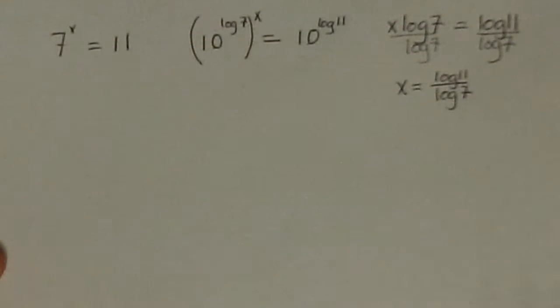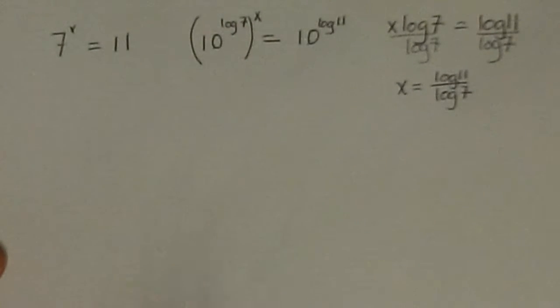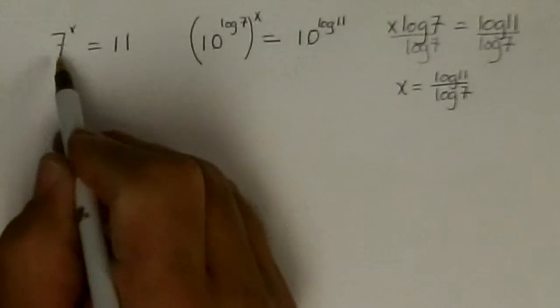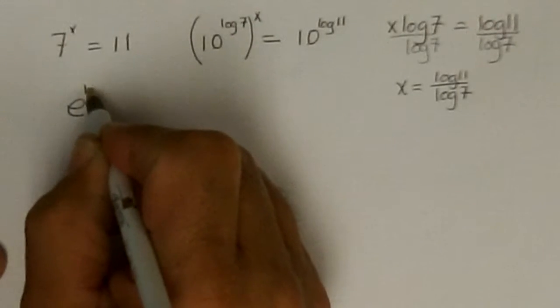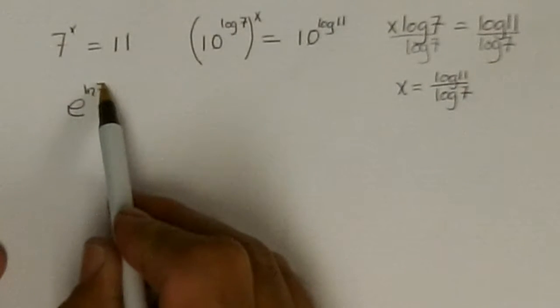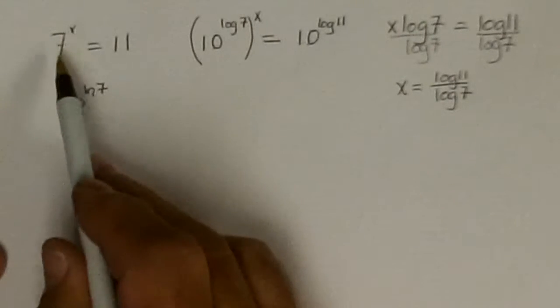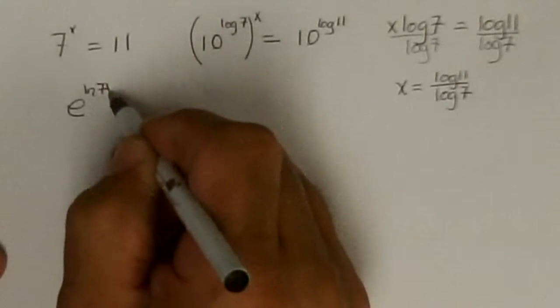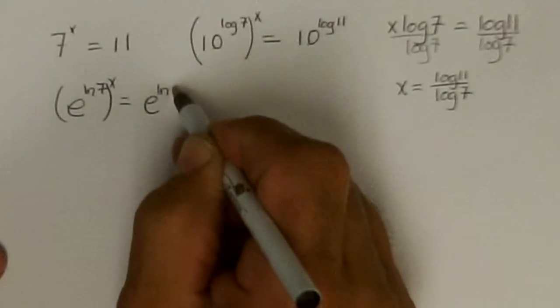Now, I chose to do it in base 10 because the calculator has log base 10. The calculator also has log base e. That's the natural logarithm. So, we could rewrite this as e to the natural log 7, because this says, to what power do we take e to get 7? So this is a power we take e to get 7, and now we're taking e to that power, and so that's 7. So 7 to the x equals e to the ln 11.